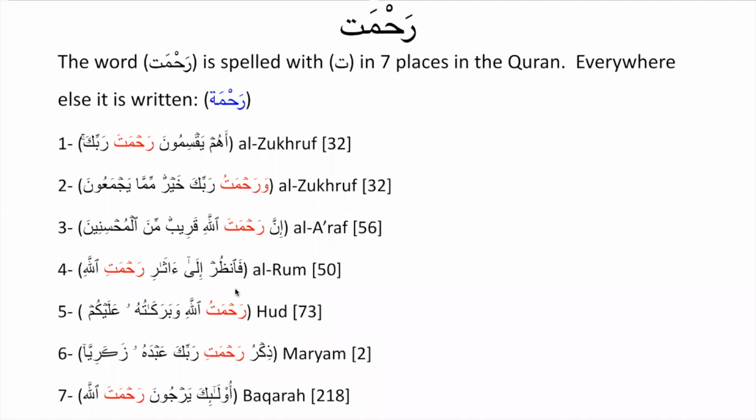Then in Surah Rum, فَانظُرْ إِلَىٰ آثَارِ رَحْمَةِ اللَّهِ. The fifth in Surah Hud, رَحْمَةُ اللَّهِ وَبَرَكَاتُهُ عَلَيْكُمْ. The sixth in Surah Maryam, ذِكْرُ رَحْمَةِ رَبِّكَ عَبْدَهُ زَكَرِيَّا. And then the final one Ibn al-Jazari mentions is in Surah Al-Baqarah, أُولَٰئِكَ يَرْجُونَ رَحْمَةَ اللَّهِ. So in all these cases, we see that the word Rahmah is written with a flat Ta, and everywhere else in the Quran, it's written with the Ta marbuta according to Qiyas.